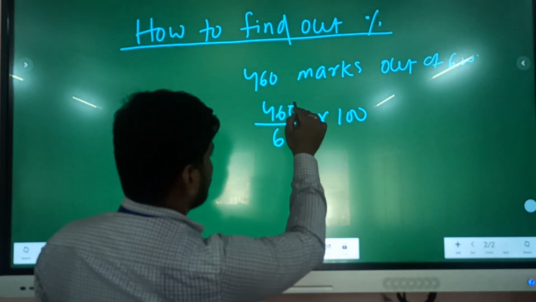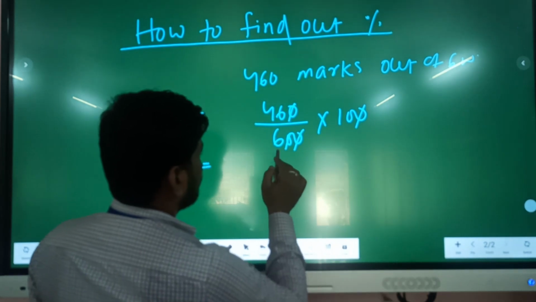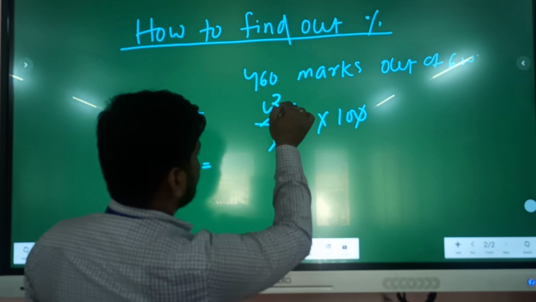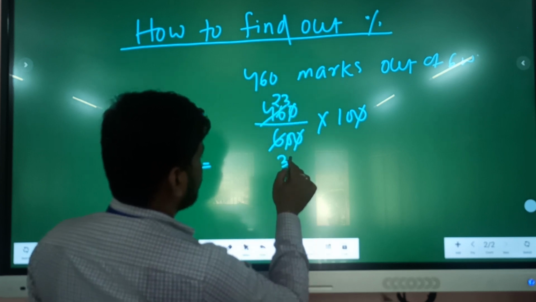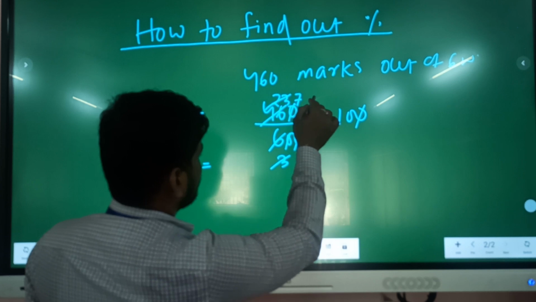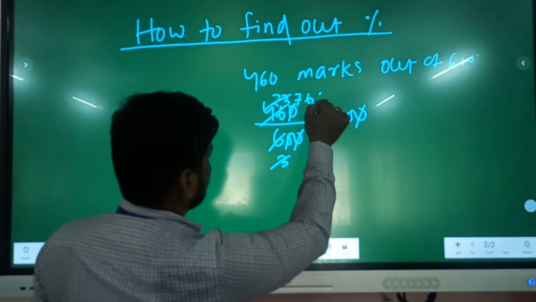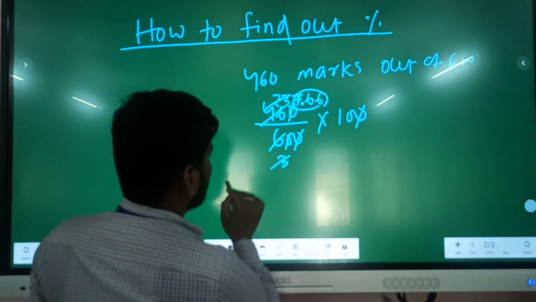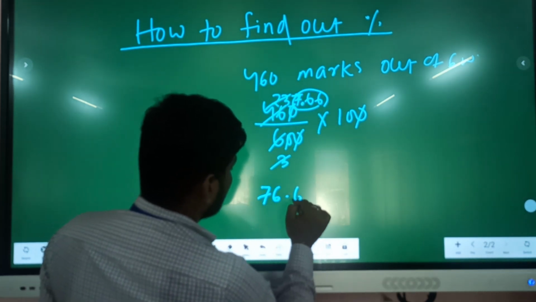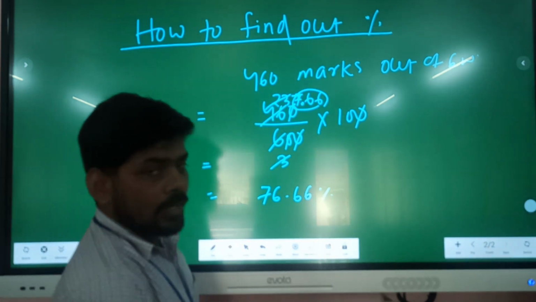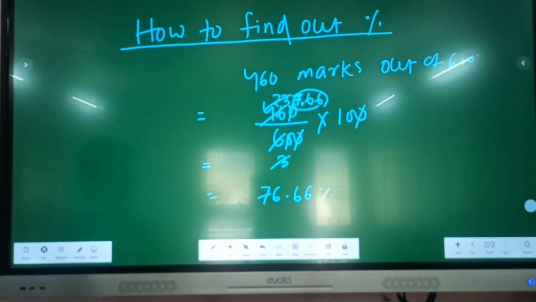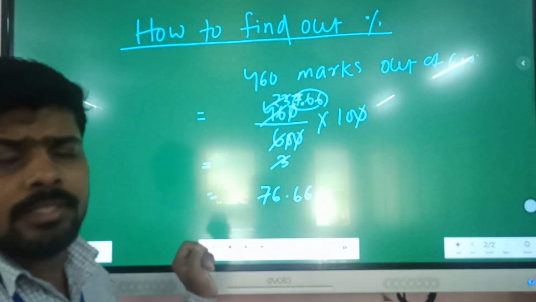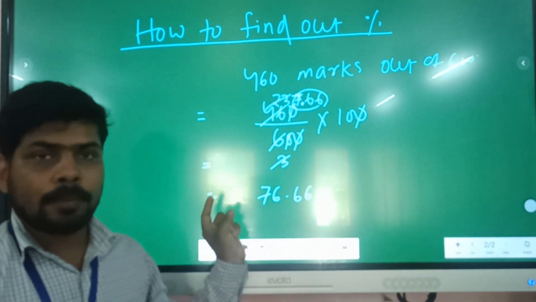That is, 0 cancel, 2 3s are 6, 23s are 69, and the result is 7.66 into 10, that is 76.66%. Let me explain how it happened. It's a very peculiar thing. I had secured 460 marks. That means the required amount is 460.